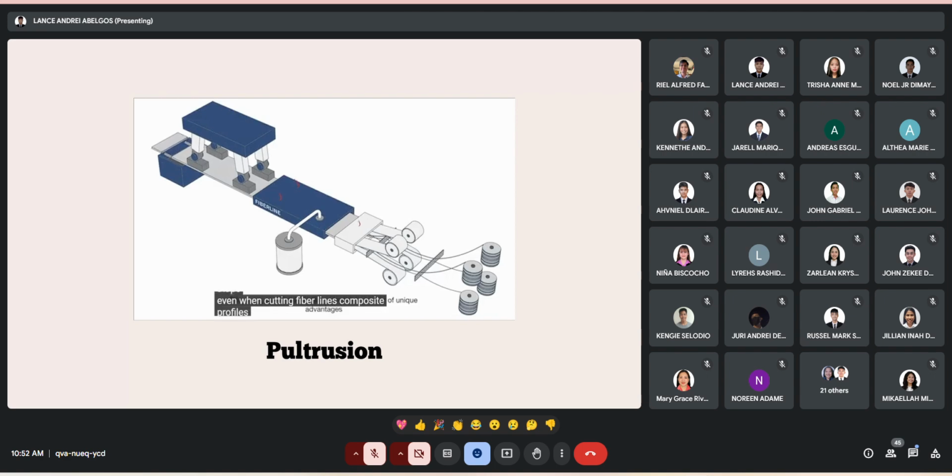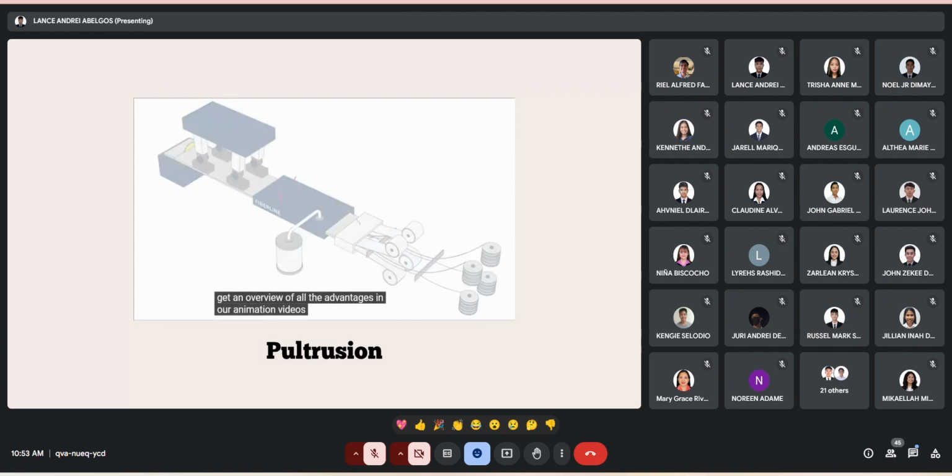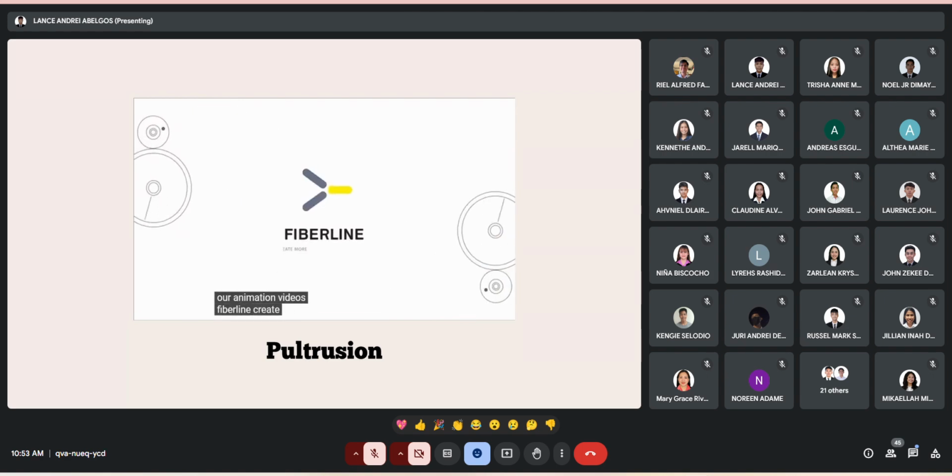Fiberline's composite profiles combine a number of unique advantages that are not found together in other traditional materials. This makes our profiles a cost-effective option for the sustainable construction of the future, where we can create more with less. Get an overview of all the advantages in our animation videos. Fiberline. Create more with less.